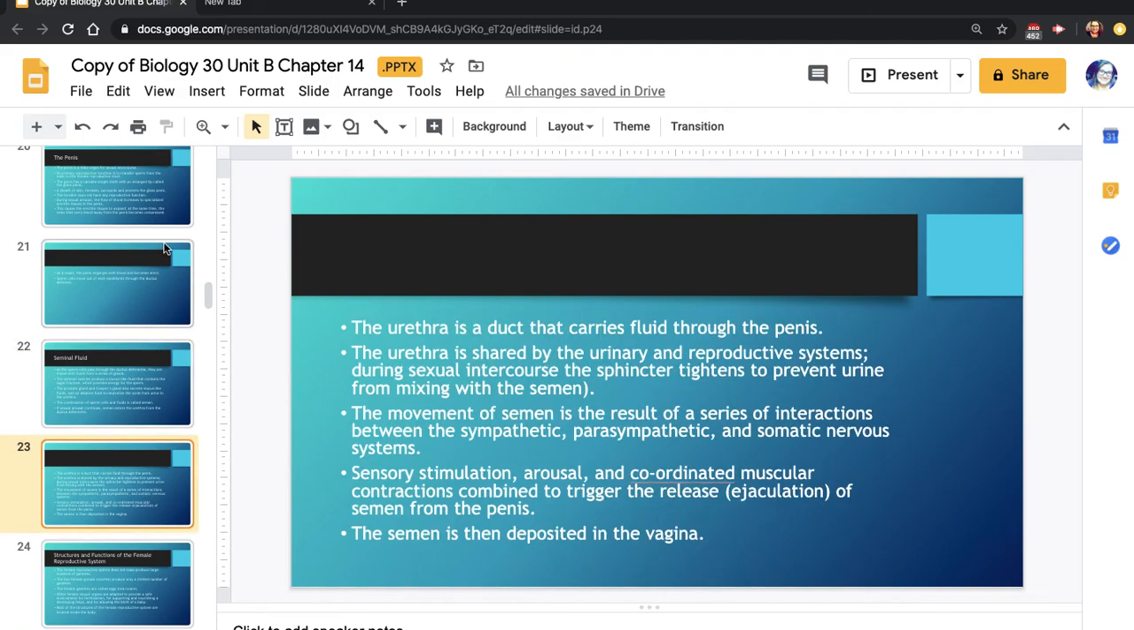So the urethra is the duct that carries fluid through the penis. The urethra is shared with the urinary and reproductive system. The movement of semen is the result of a series of interactions between the sympathetic, parasympathetic, and somatic nervous system. So there's a lot of things going on here to make this happen.